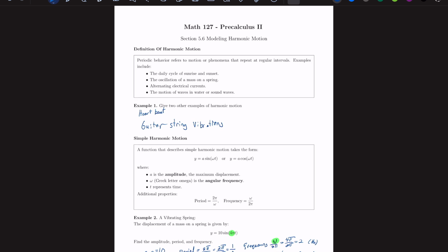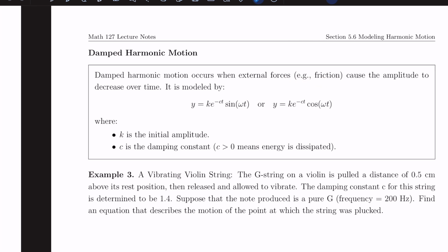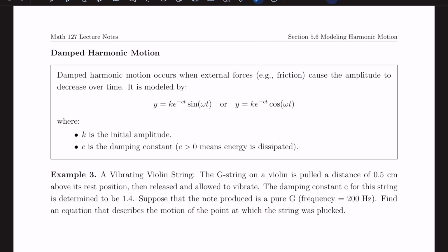All right, let's go to the next page. So let's look at a case of damped harmonic motion. Most harmonic oscillators out in the real world are damped just because energy gets lost over time in many different forms, most often friction. So damped harmonic motion means external forces, usually friction or other things, could be a lot of things, can cause the amplitude to decrease over time.